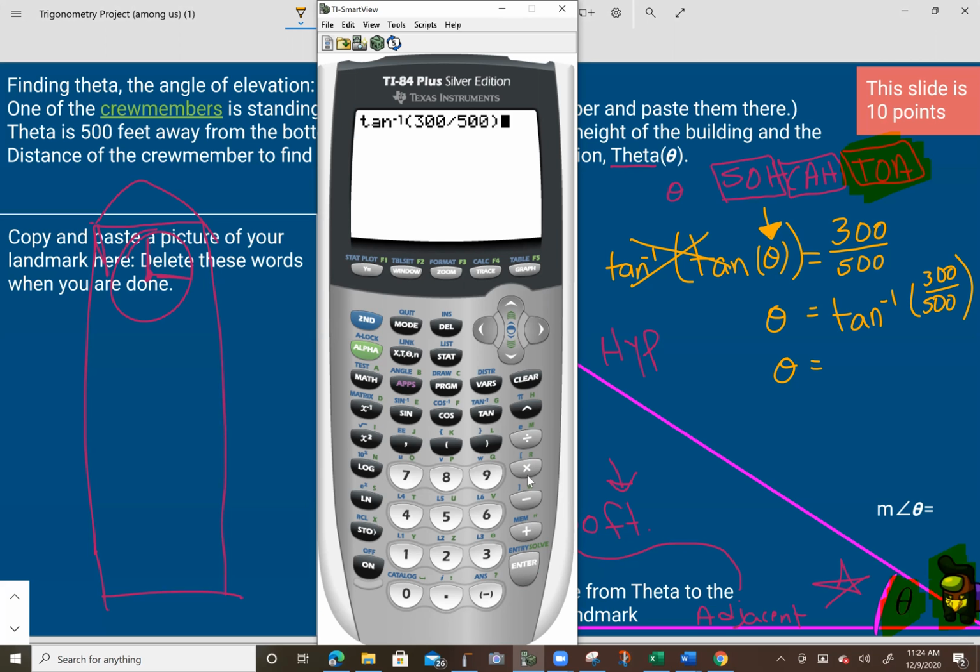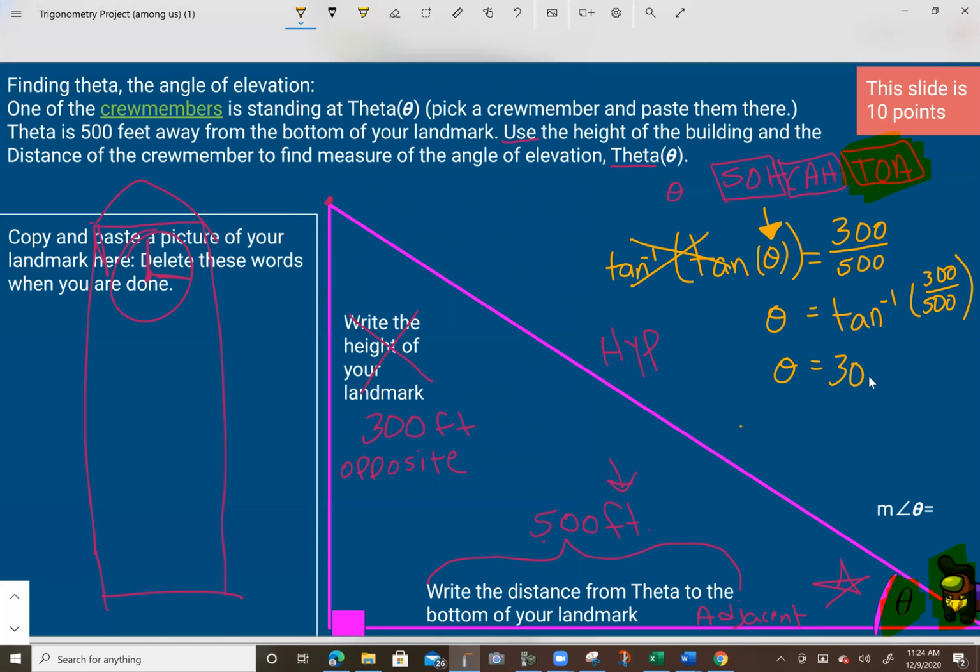So I have the inverse tangent of 300 over 500, hit enter. So, I think for this project let's go at least 1 decimal. Well, in this case, let's do 2, because if I did 1 decimal, it would just give me a whole number. So I'm going to go 2 decimals. So theta is approximately 30.96 degrees. Okay, so theta is approximately 30.96 degrees.